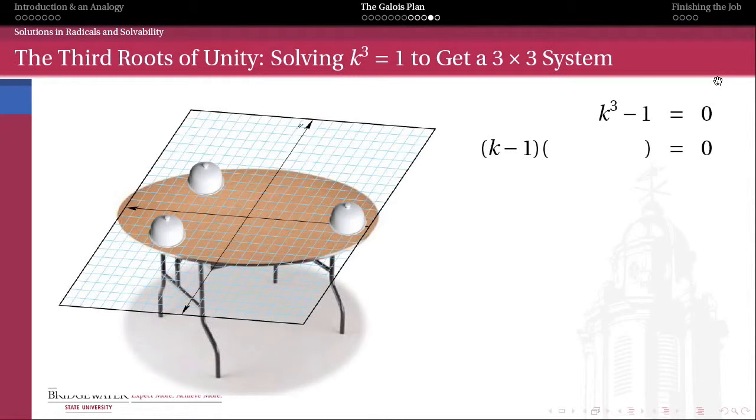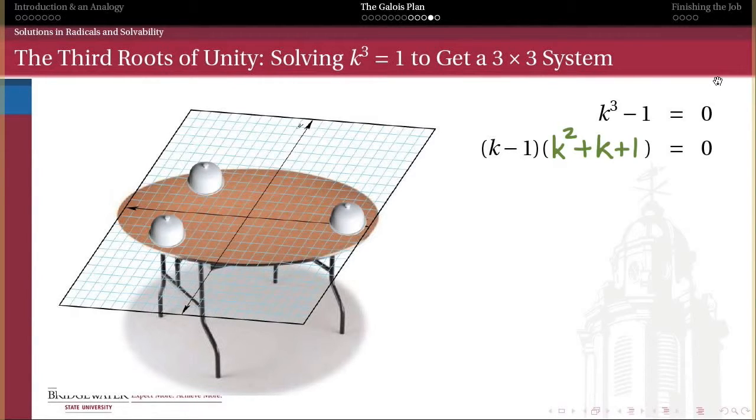And to solve the equation k to the third minus 1 equals 0, all we really need to do is factor. And if you remember your difference of cubes factoring, it factors into k minus 1 times k squared plus k plus 1. And this gives us one solution, which is a real number, k equals 1. So that's going to be the plate that's sitting right here on the table, on the complex plane. And the other solution is going to come from solving the quadratic, k squared plus k plus 1 equals 0.